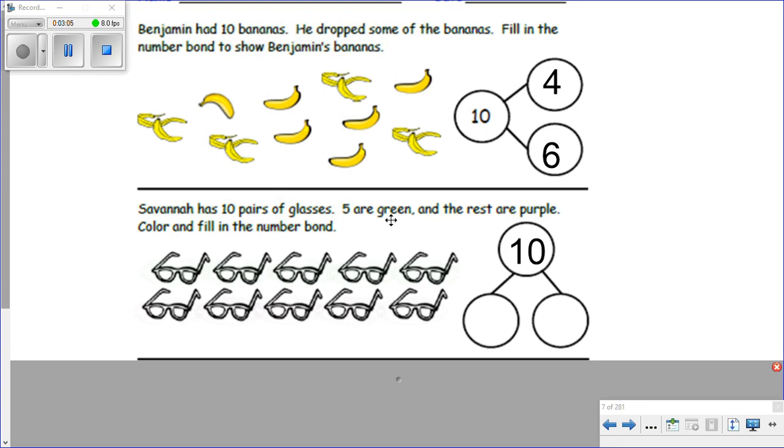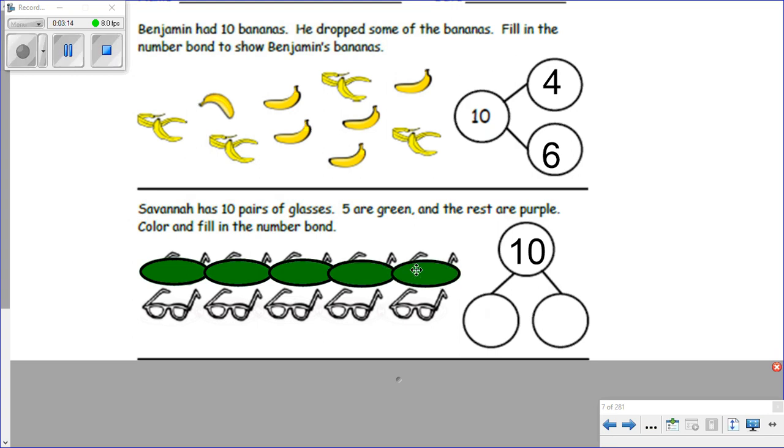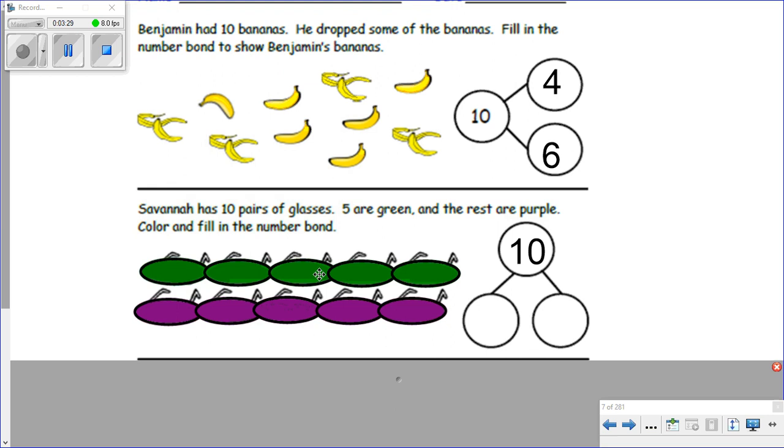5 are green. Let's make 5 of them green. 1, 2, 3, 4, 5. And then the problem says, and the rest are purple. 1, 2, 3, 4, 5 are purple. So we have 5 that are green and 5 that are purple. That means our parts are going to be 5 and 5.